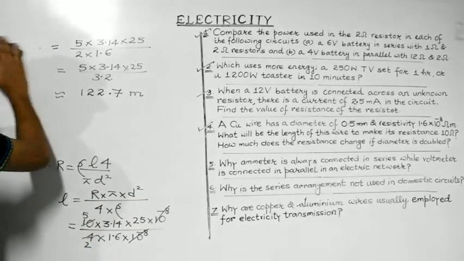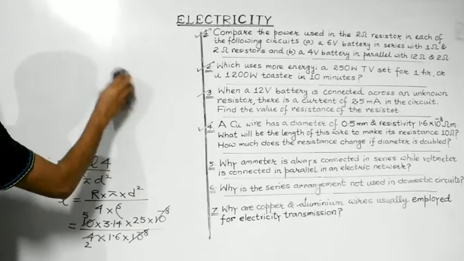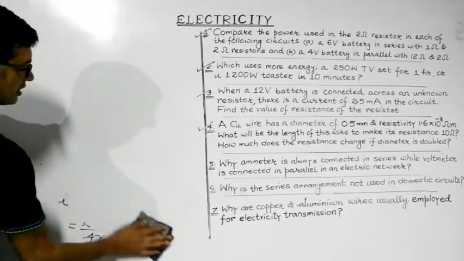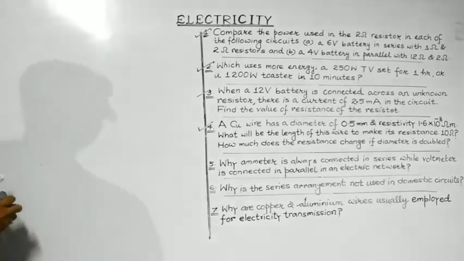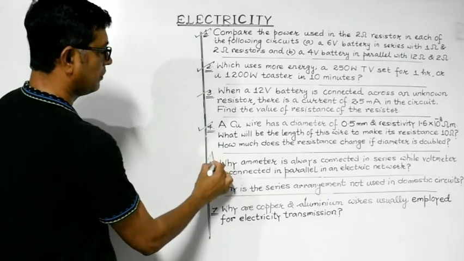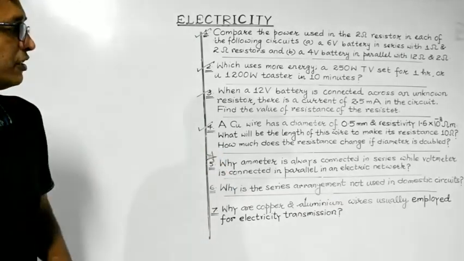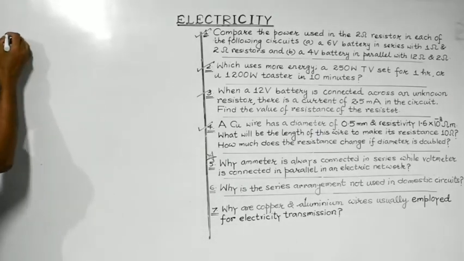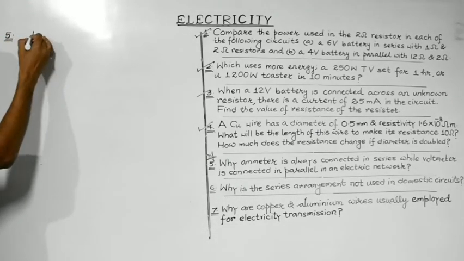Okay. Next question, 5th one. Very, very important one, both from a practical point of view as well as from your theoretical examination point of view. 5th one, students, it's very, very important one. Why is an ammeter always connected in series while a voltmeter is connected in parallel in an electrical network? Right? Now, ammeter.